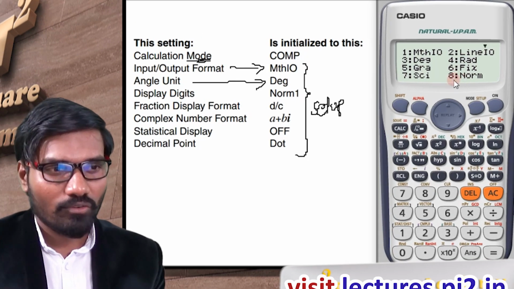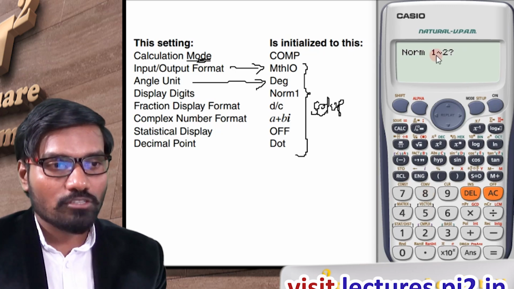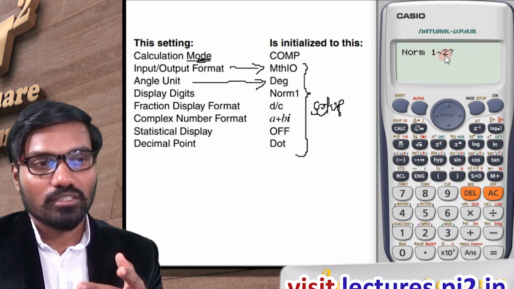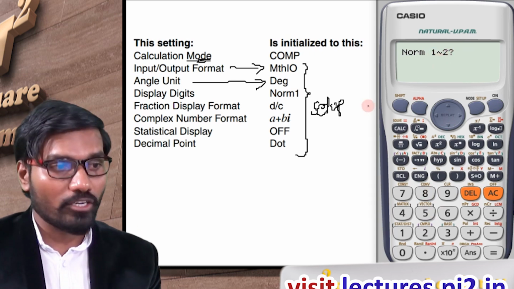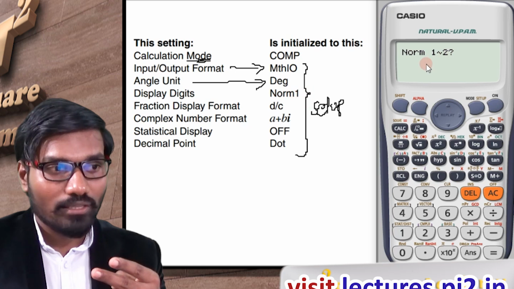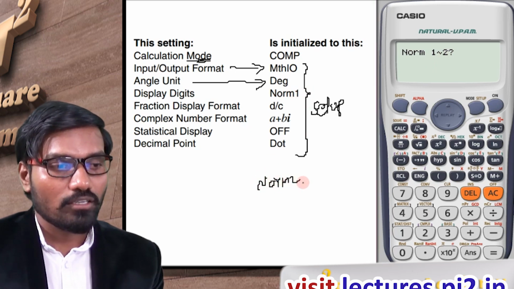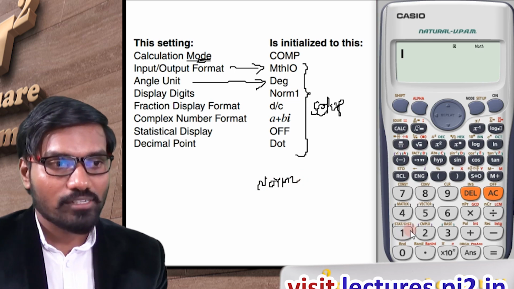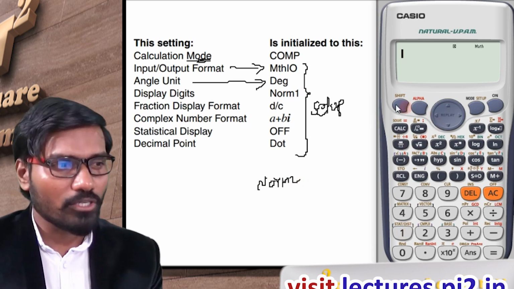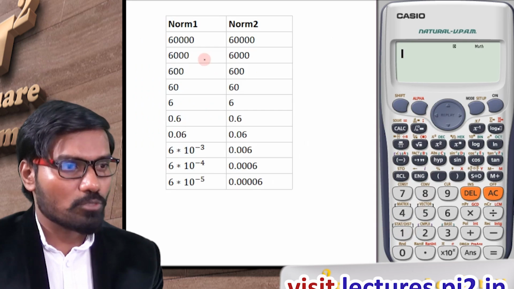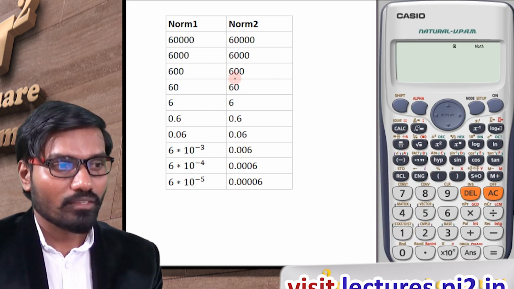I'll explain it. Now let's come to this norm. Now I'm hitting 8. It will ask for 1 or 2. You may enter 1, then that will be normal 1. If you enter 2, that will be normal 2. So now let me keep it in one state. Now what is this normal 1 and normal 2? Let me just explain with this example.